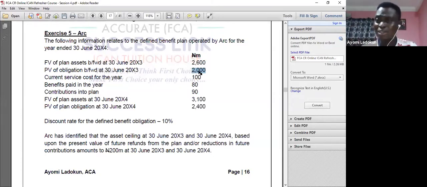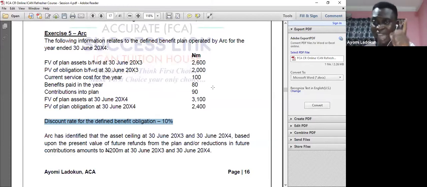Then I ask the question: every other thing will remain the same. You're going to do your net interest component, your current service cost, contribution and all of that. So you are already giving me my discount rate here. Can you see? Because I understand the principle, you just apply it to that question.